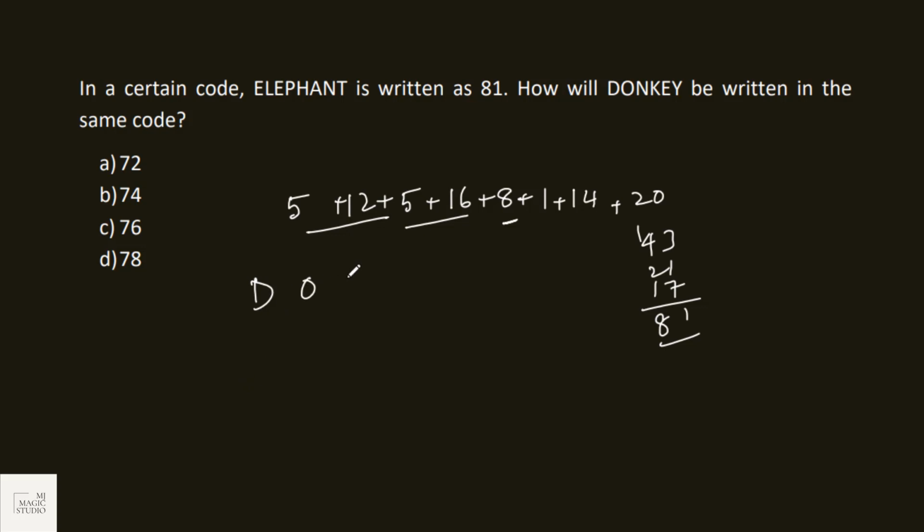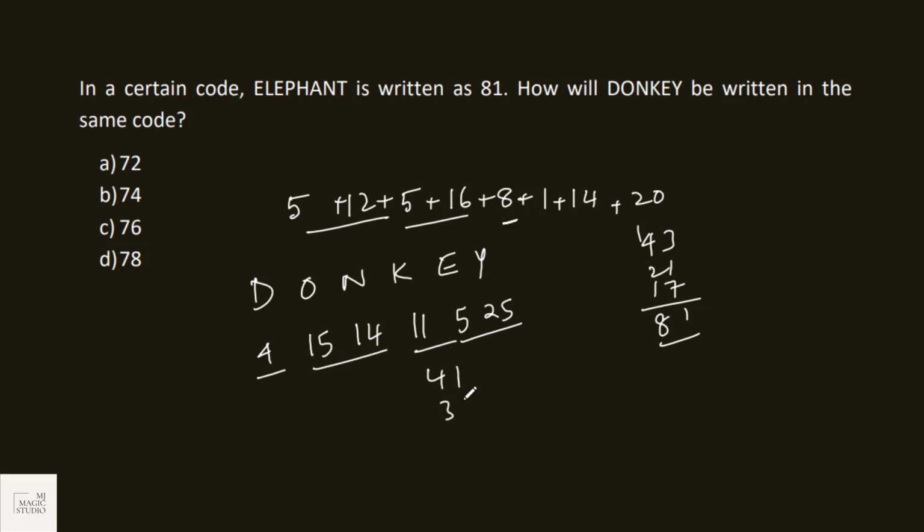So we have DONKEY: D 4, O 15, N 14, K is 11, E 5, and Y is 25. 30, 41, this is 29, 30, and 33. So that will give us 74. We just need to add up. Option B is the best fit.